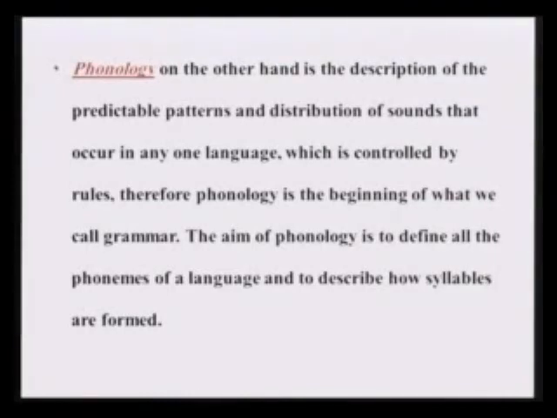هنا بدأت القواعد بقى. Phonology on the other hand is the description of the predictable patterns and distribution of sounds that occur in any one language. شكل السيلابل ايه يختلف من العربي الانجليزي للفرنساوي. طيب ممكن ايه يجي بعد ايه في الانجليزي ومش ممكن في العربي؟ طبعا دي قواعد. There are rules in phonology which is controlled by rules. Therefore, phonology is the beginning of what we call grammar. The aim of phonology is to define all the phonemes of a language and to describe how syllables are formed.